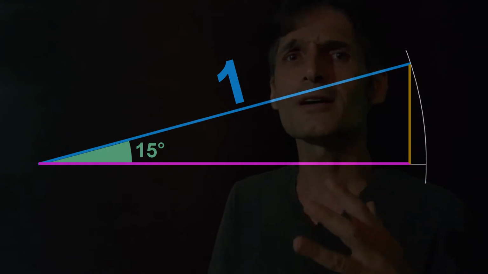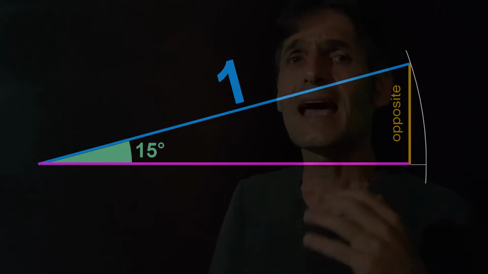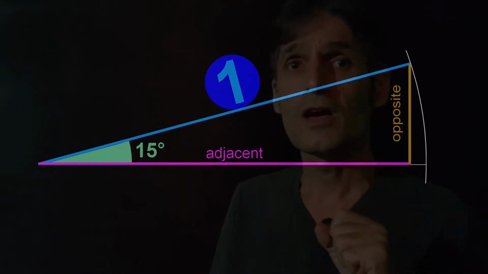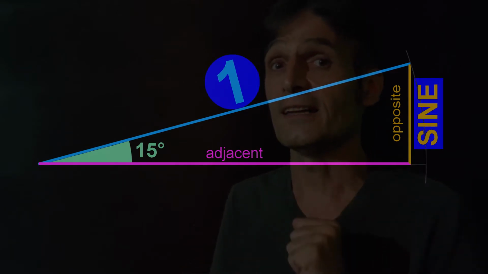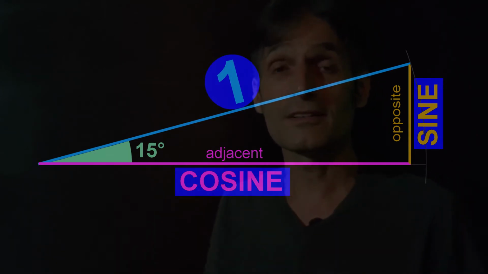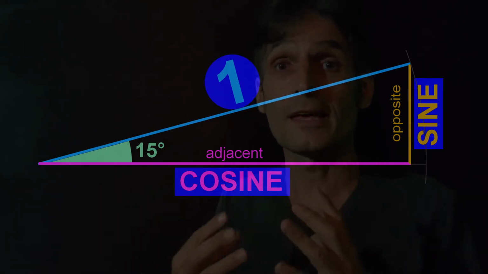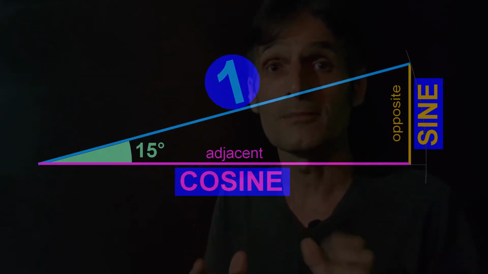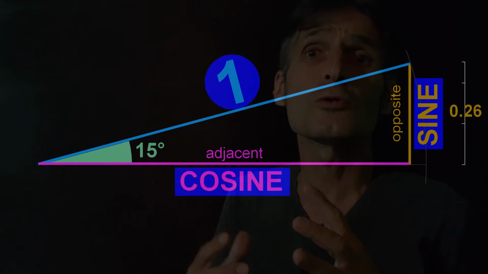If we take a right-angled triangle with a 15 degrees angle, the orange side is the opposite, and the pink one is the adjacent. The hypotenuse in blue is 1. On a unit triangle like this, the opposite is called the sine, and the adjacent the cosine. Note that I call it unit triangle. It's not an official denomination. It's my personal thing, because I think it is convenient in order to explain trigonometry to you. So we can measure it and say that the sine of 15 degrees is 0.26.